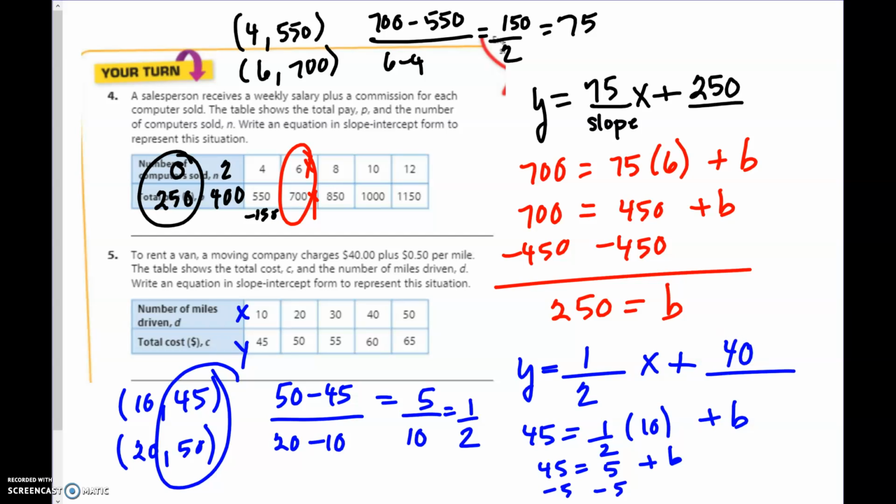Now another way we could have done that is to keep the chart going. 50, 40, 30, 20, 10, 0, and this one's going by 5, so this number would be a 40. So we get the y-intercept this way. So either by the chart, by counting down, or plugging the number in like we learned yesterday.